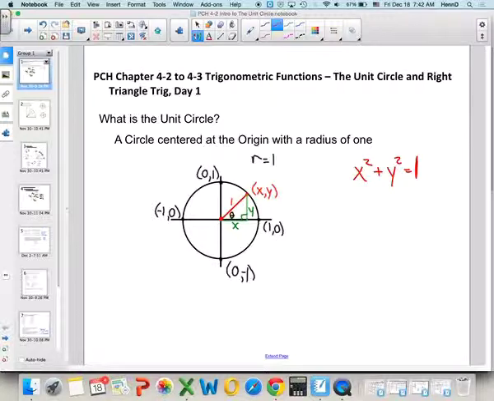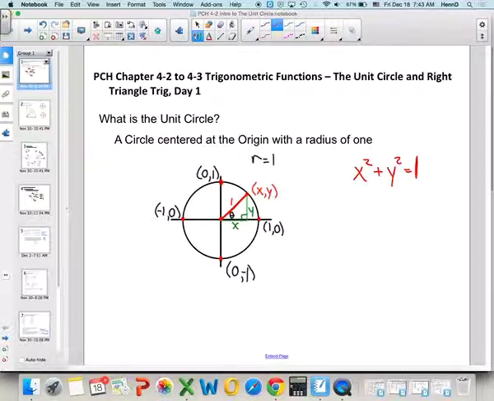So since the radius is 1 unit long, we also can find 4 points on the circle, and these are the first 4 points that you need to know. We have (1, 0), (0, 1), (-1, 0), and (0, -1). Now these are the easiest 4 points to find on the unit circle, and you'll see why those are useful later.